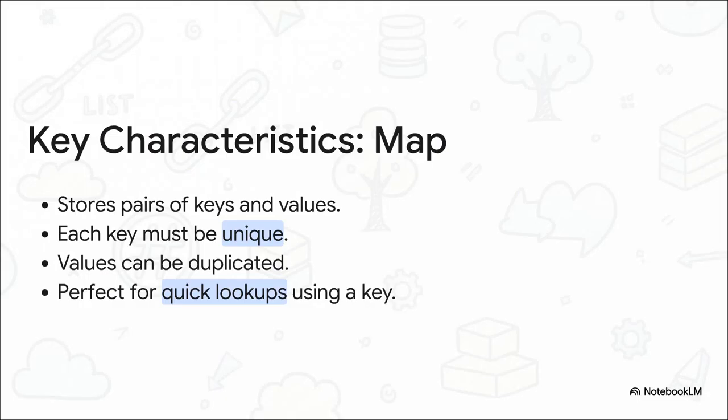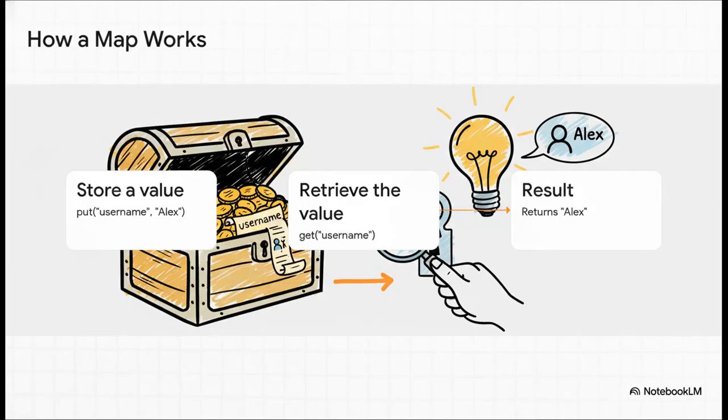So the big takeaway from maps is this. They store pairs of keys and values. The key has to be unique. You can't have two entries for the same key. But the values, they can be whatever you want, even duplicates. And the whole point of this setup is to make looking things up by their key incredibly fast. And this shows you exactly how it works in code.